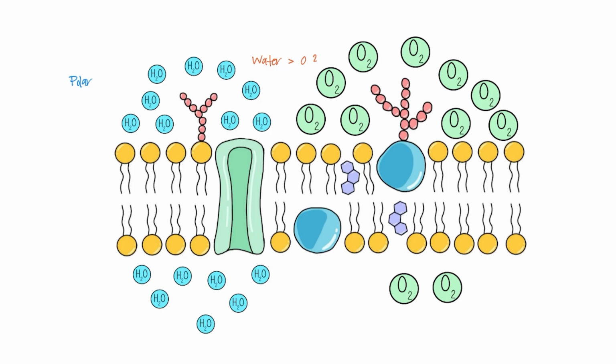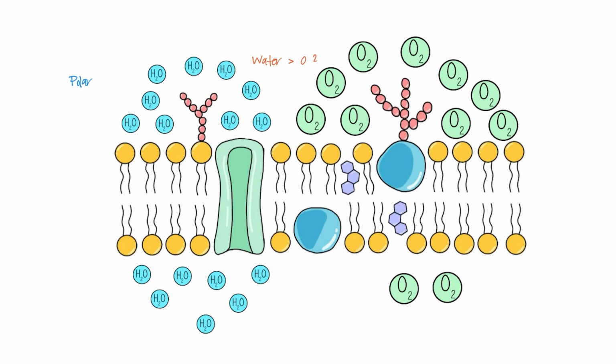Now the question is, how does it pass through if it's polar? Because based on what we just said, shouldn't it be repelled by the phospholipid tails? And the answer is, well, yes, it should. But see, the water molecule is so small that despite the fact that it's polar, it can still fit through the spaces between the phospholipid molecules without being repelled. Because it's so very small, it has a sort of immunity against this repulsion that other polar molecules don't have.